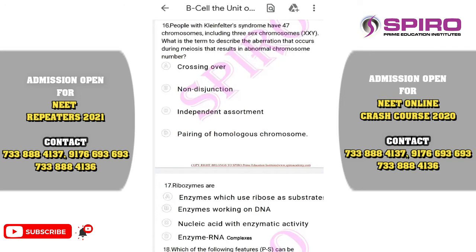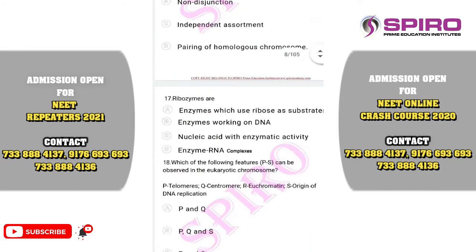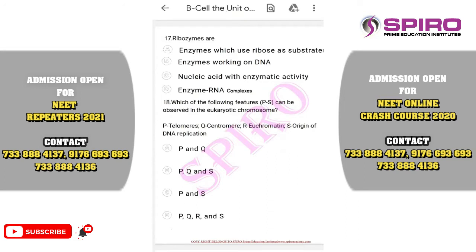So question number 17: the ribozymes. Ribozymes are nothing but RNA molecules exhibiting catalytic activity. So in a single sentence, ribozymes are RNA acting as enzymes. The correct option here is enzymes. Not enzymes working on DNA. So the nucleic acid with enzymatic activity is said to be the ribozyme. So the correct option is option C.